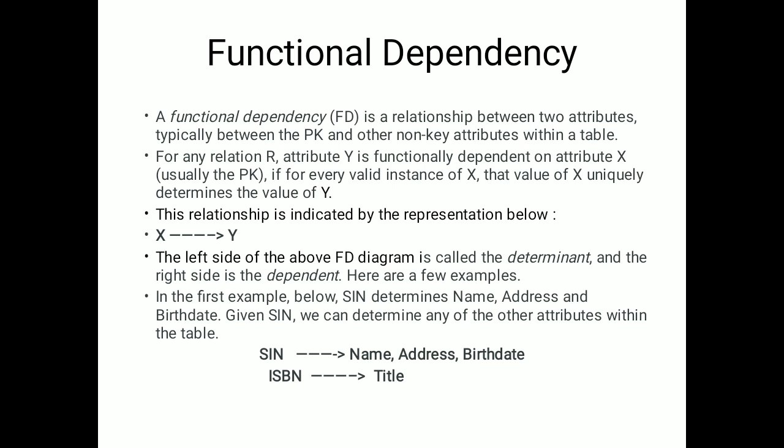Let us see a few examples of functional dependency. In this example, the attribute SIN determines name, address and birthday. If we know the value of attribute SIN, then we can uniquely identify the name, address and birth date. Similarly, if we know the ISBN number of a given book, we can uniquely identify the title of the book.